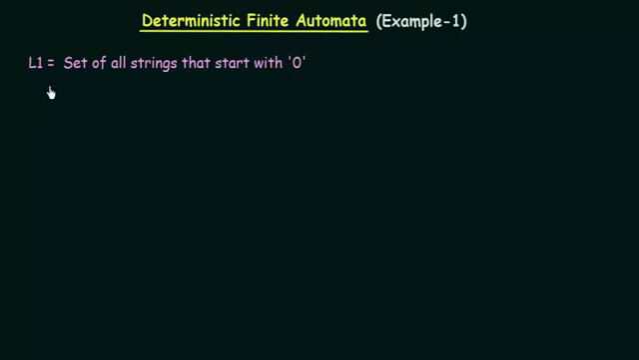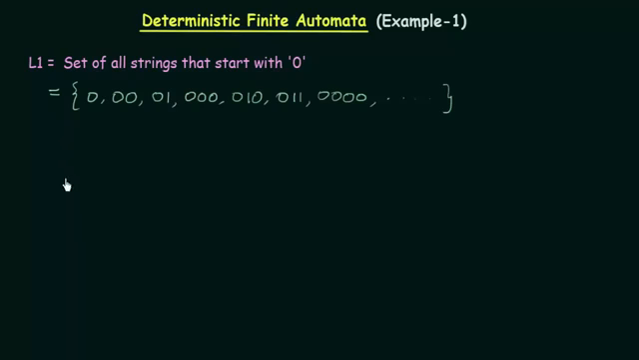But before starting that, let us see what will be the elements in this set. Now since this is a set of all strings that start with 0, the elements in this set would be like 0, 00, 01, 000, 001, 011, and so on. This is actually an infinite set because any string that starts with 0 is present in this language L1. Okay, now let's see how we can design the DFA for this.